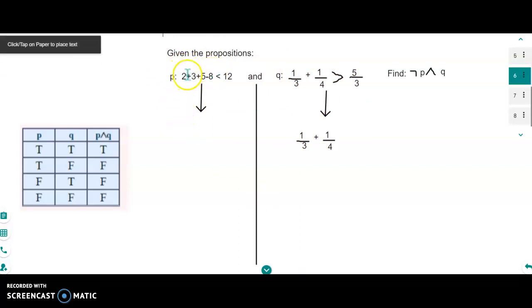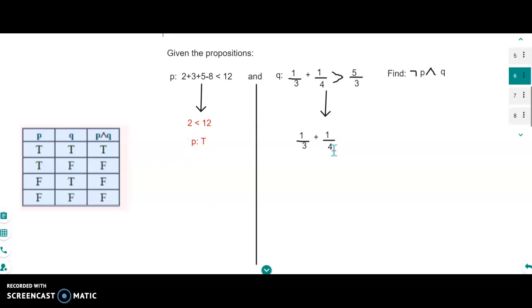So let's do it. So it will be 2 plus 3, that makes 5, 5 plus 5, that makes 10, and 10 minus 8, that would be 2, all right? So here we found that 2 is less than 12, all right? So now the question is, is that true or false? This is true, of course. So the truth value of this, P, is true, okay? This is true, of course.